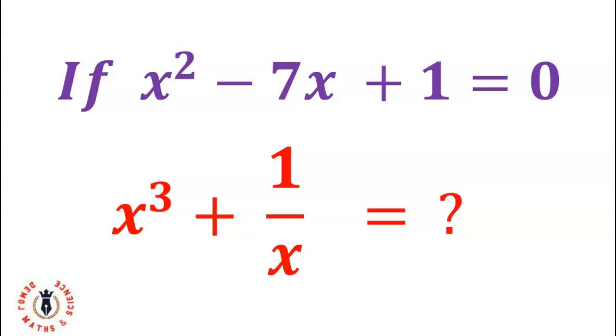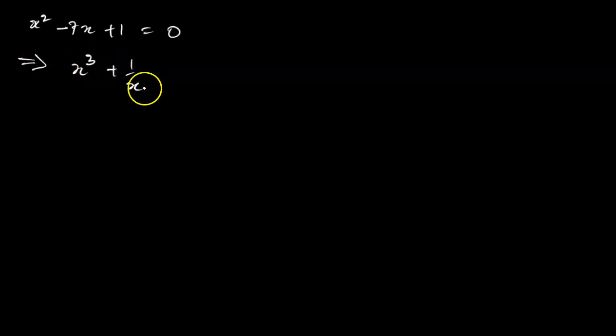In this question, we're to find x raised to power 3 plus 1 over x, given x squared minus 7x plus 1. Let's get started. Now, we're given x squared minus 7x plus 1 to be equal to 0. And my examiner wants us to solve for x raised to power 3 plus 1 over x.